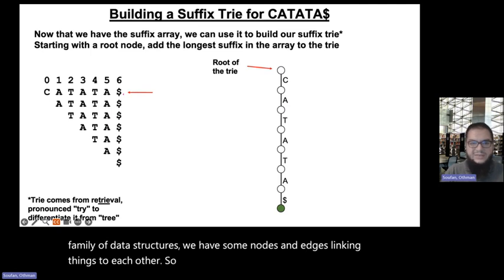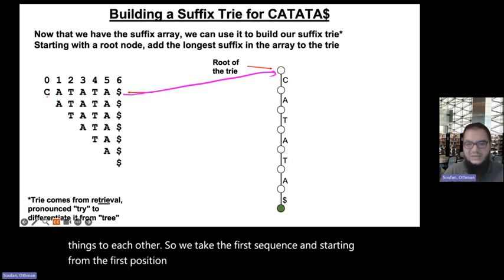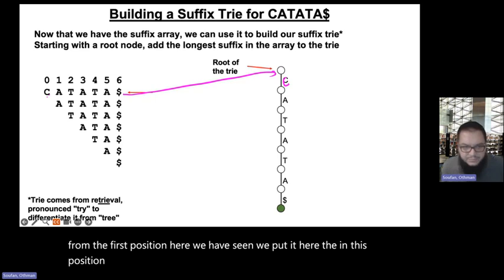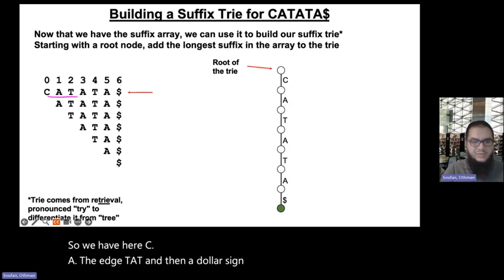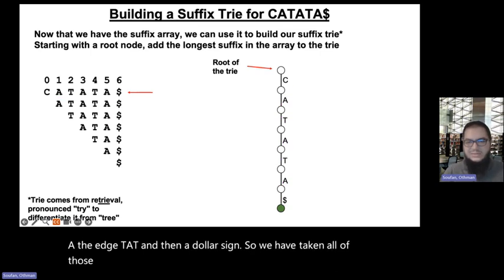So we take the first sequence, and starting from the first position here, we have C. We put it here in this position. So we have here C, A, the edge, T, A, T, A, and then a $. So we have taken all of those. Now, what do we do next? This is our first path in that trie.